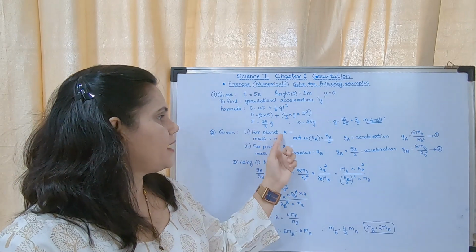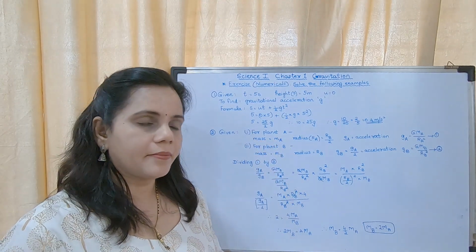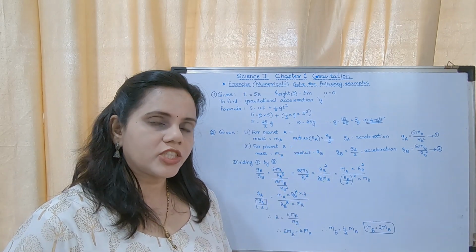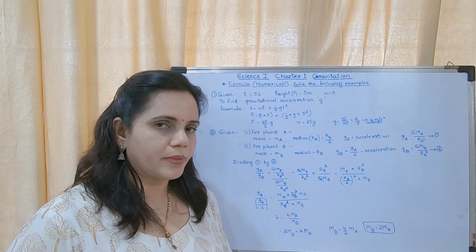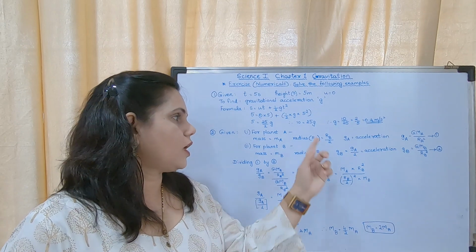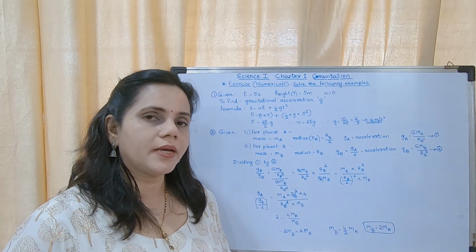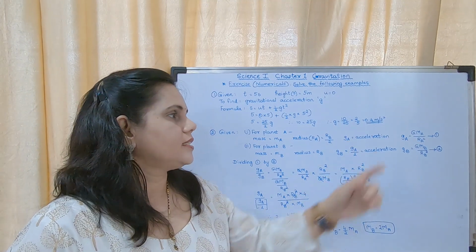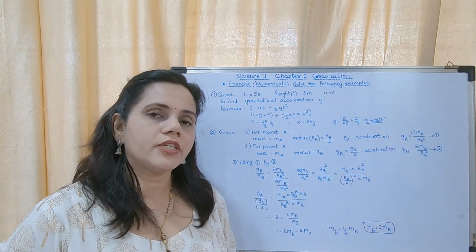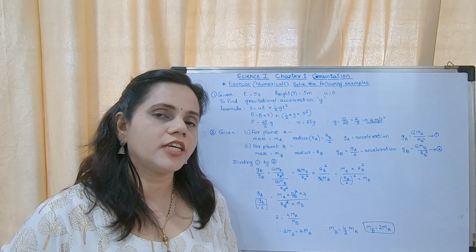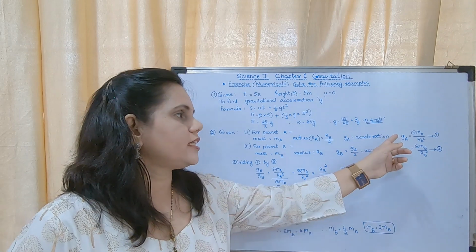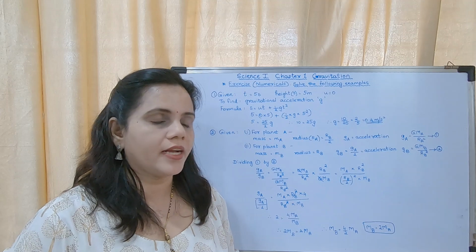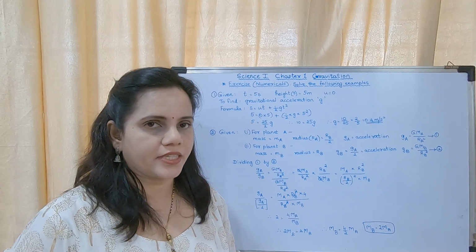Okay, so for planet A, mass we may take it as ma, radius we may take it as ra. They have given in the question that it is half of the radius of B. So ra is equal to rb upon 2. Now ga, that is acceleration. What is the equation to find out g? g is equal to GM upon r square. So ga is equal to G ma upon ra square. I have taken that as the first equation.